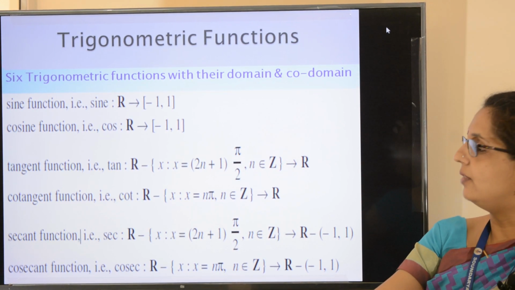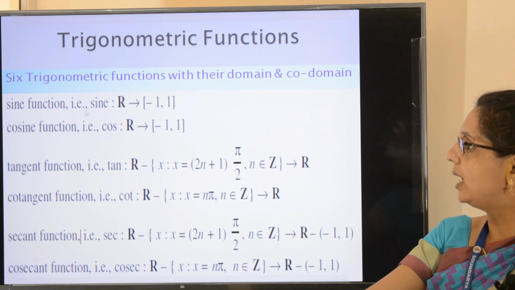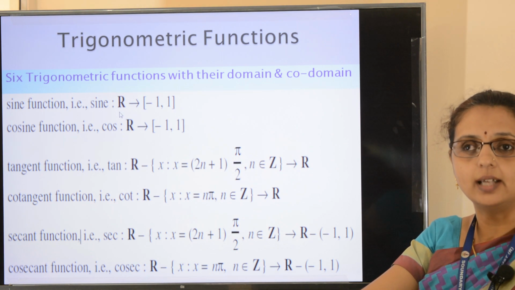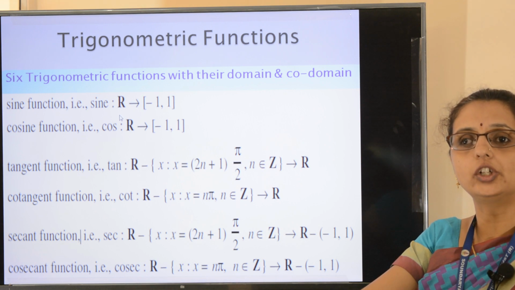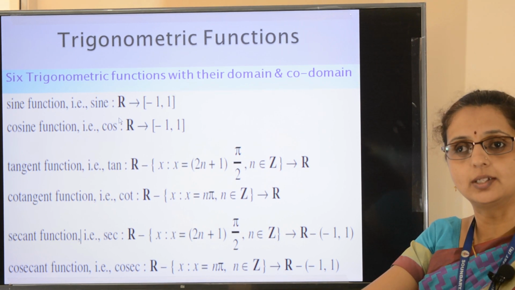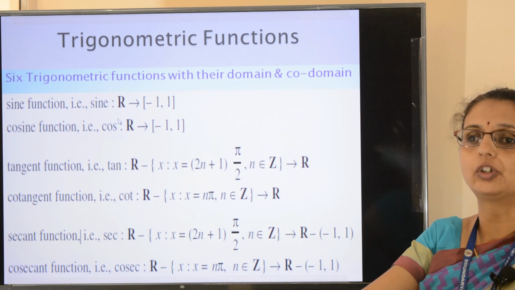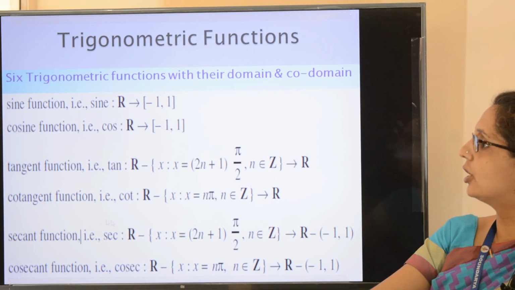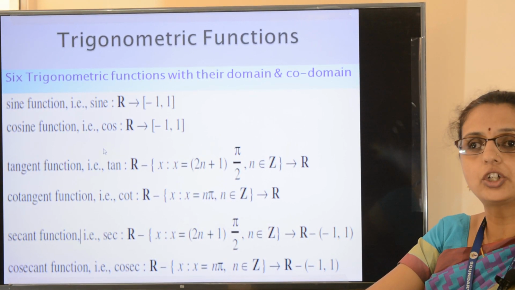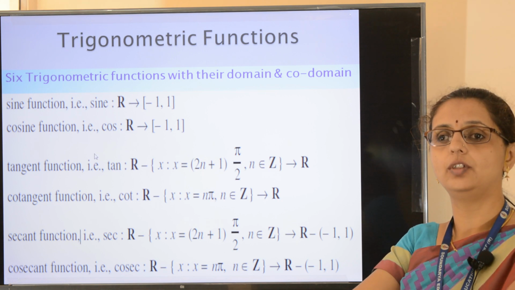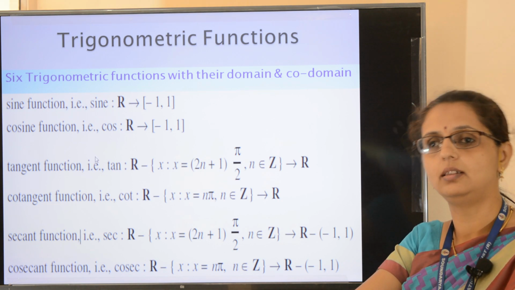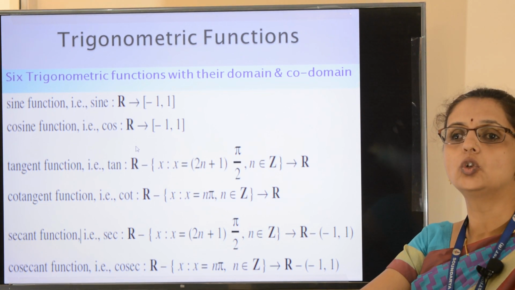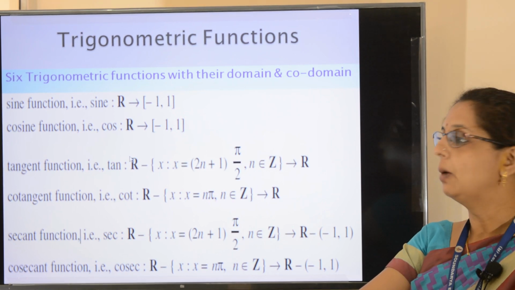So with that, we know the sine function domain is the set of real numbers, the complete set of real numbers, whereas its codomain is a closed interval from -1 to +1. Remember students, it's a closed interval from -1 to +1. Moving on to the second trigonometric function, the cosine function, where once again the domain is the set of real numbers itself and the codomain is the closed interval from -1 to +1.